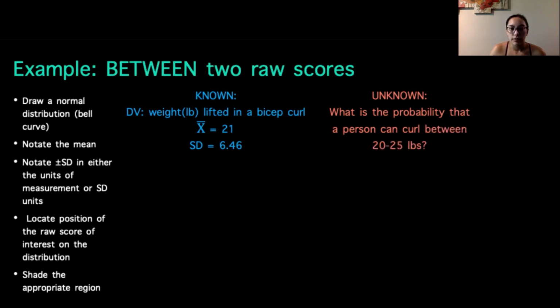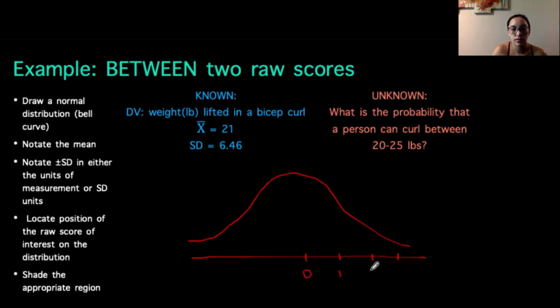I also wanted to do an example if we're looking at a region between RAS scores. So I'll change my color back to red. We'll do our normal distribution. So we have 0, 1, 2, 3, and -1, -2, and -3 standard deviations. Okay. And this time we want to know the probability that a person can curl between 20 and 25 pounds. This means we need a z-score for 20 and we need a z-score for 25.